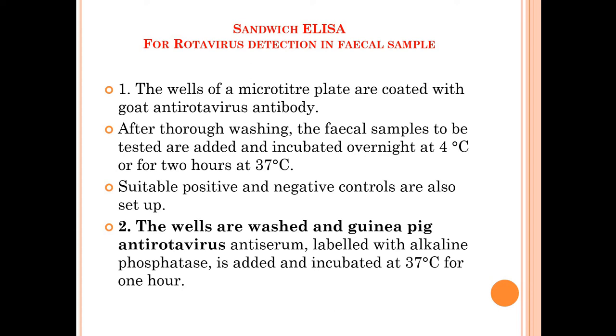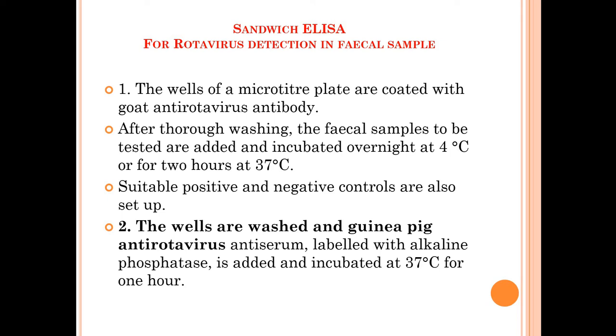Then it is incubated overnight at 4 degrees centigrade, or for 2 hours at 37 degrees centigrade. Then suitable positive and negative controls are also set up along with the test. Wells are washed again, and guinea pig anti-rotavirus antiserum is added. That is the second antibody. Now first antibody, then antigen, and a second antibody. This second antibody is labeled with alkaline phosphatase. This is an enzyme.